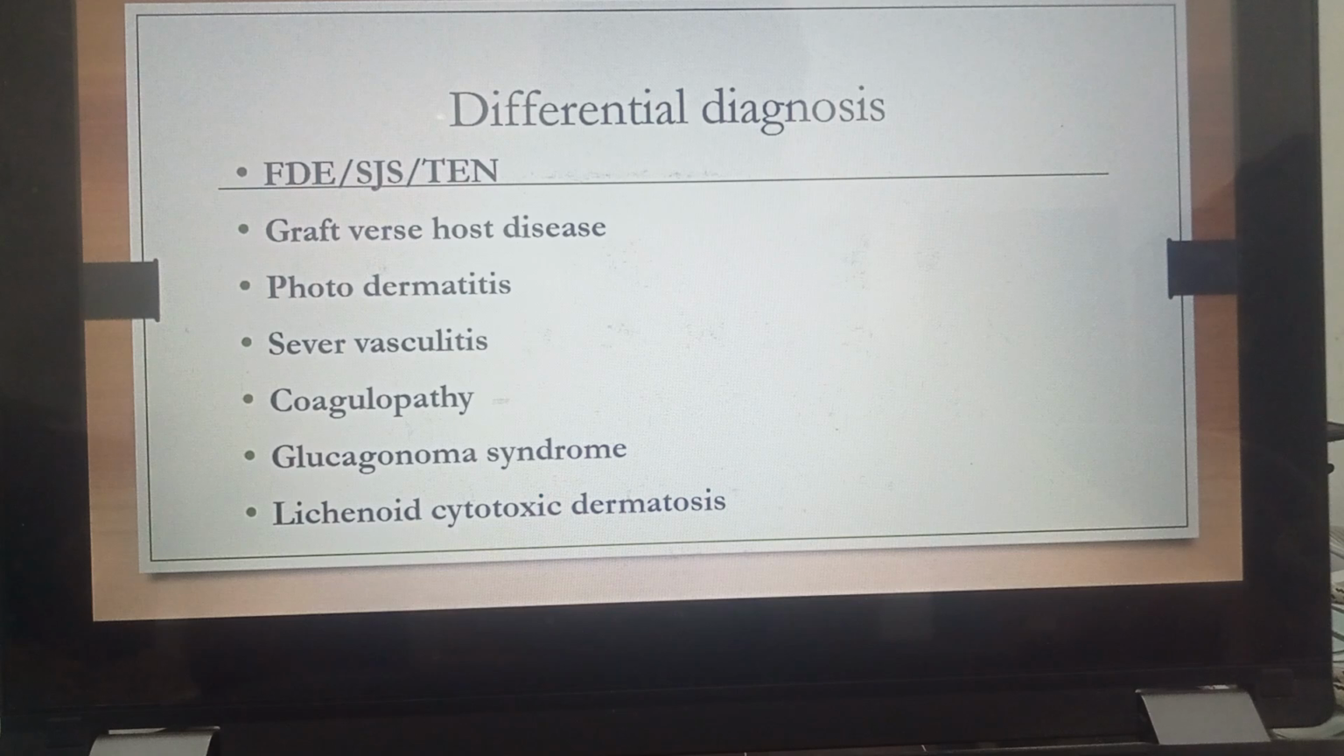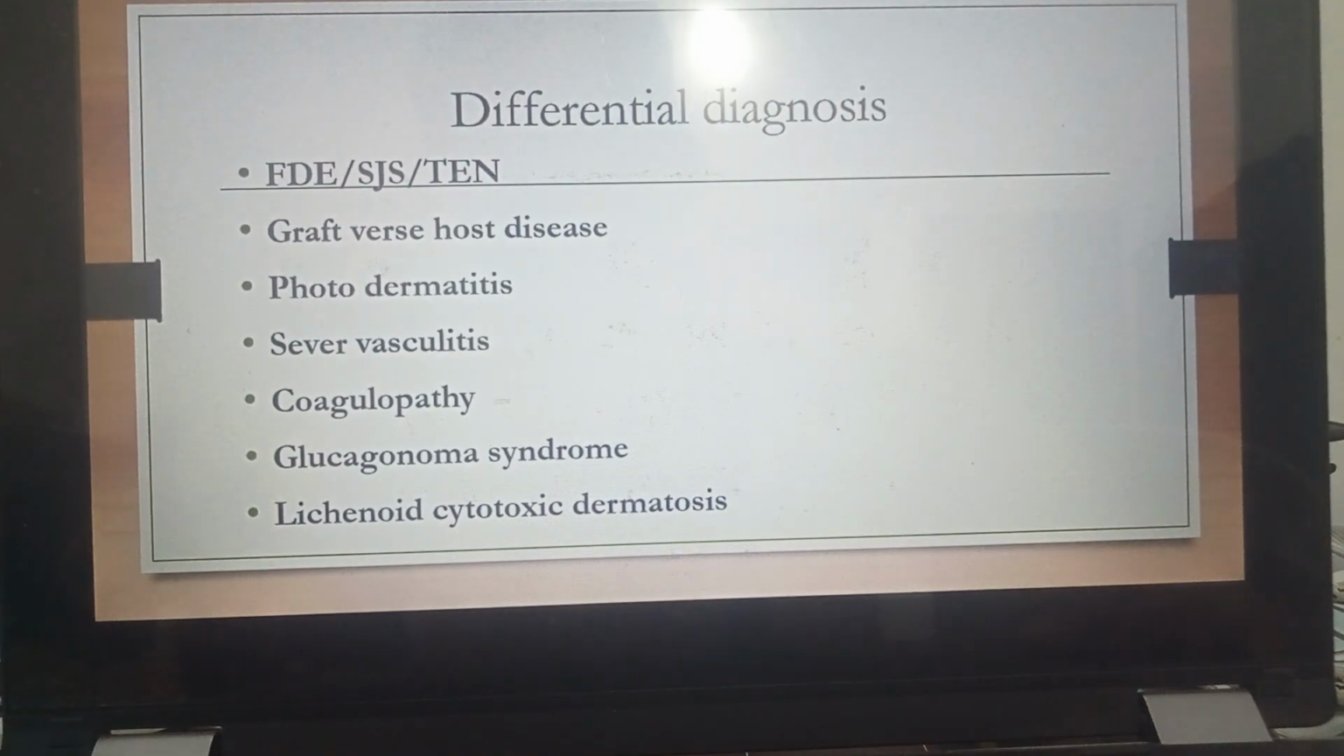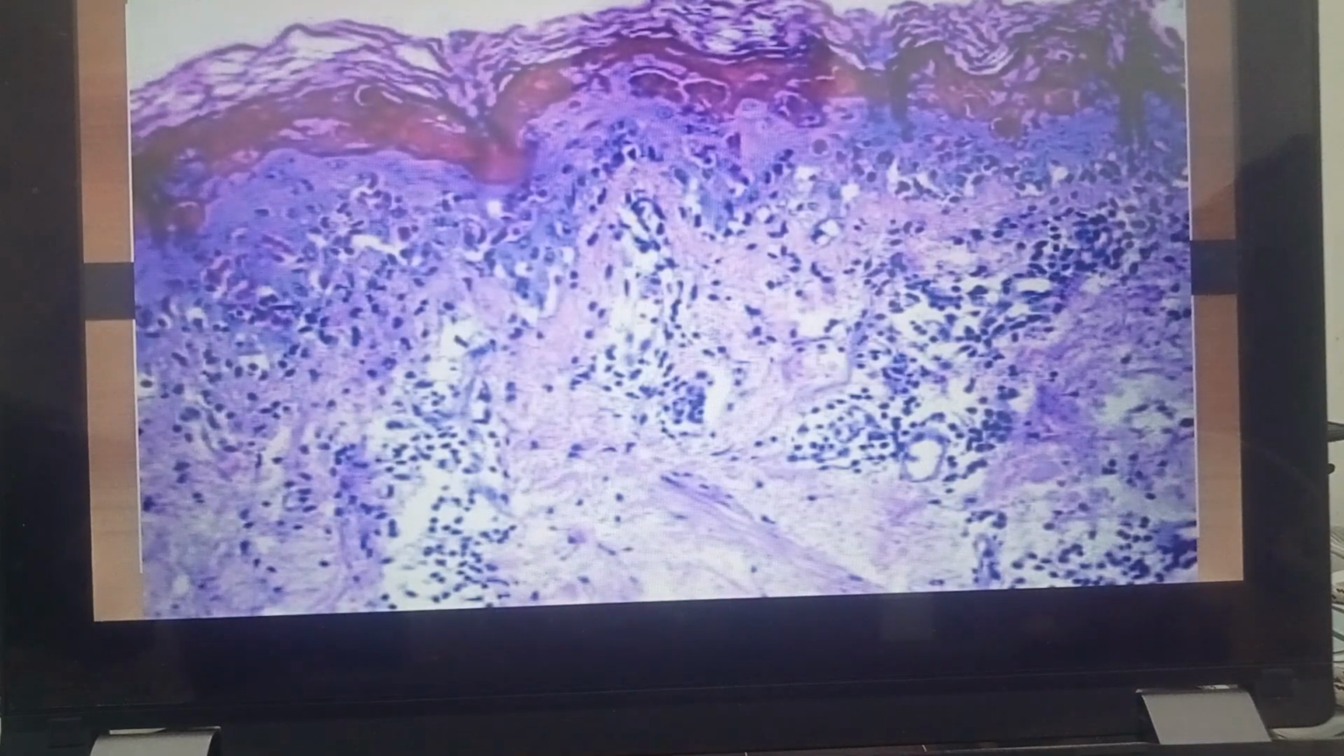Second differential is graft versus host disease, photodermatitis, severe vasculitis, coagulopathy, glucagonoma syndrome, and lichenoid cytotoxic dermatosis. So these all are differentials of erythema multiforme.